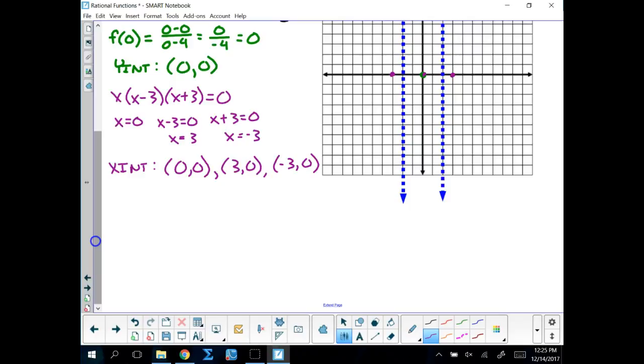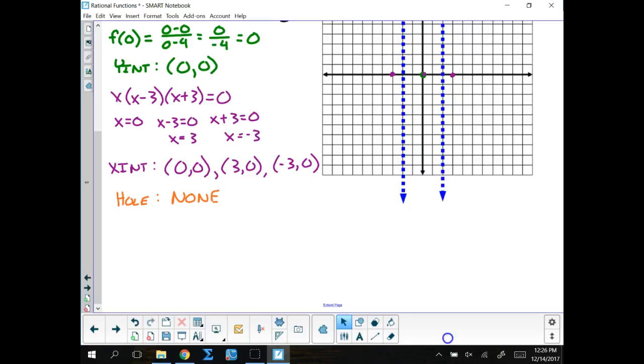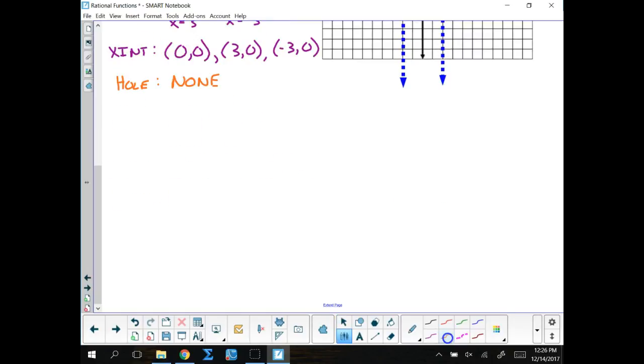Step 5. No holes. Said that before. Step 6 now. Can I do synthetic division? No. So I have to go long division.